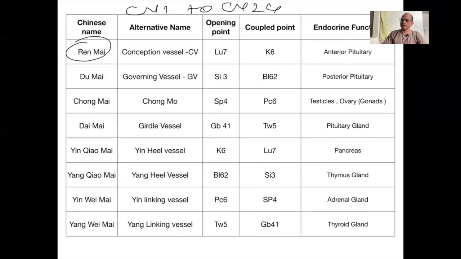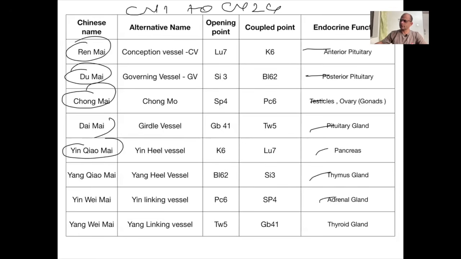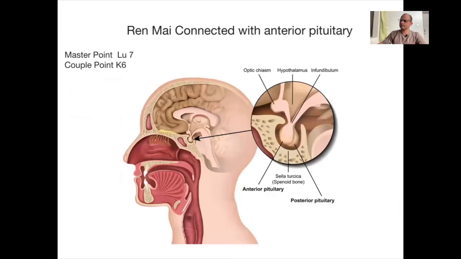In the same way, we know there is a path of the Du meridian. Du meridian का भी path होता है. In the same way, there is a path of Chong Mai, Dai Mai, Yin Qiao Mai. Each and every extraordinary vessel has a path. So right now, our focus is their connection with the endocrine glands. So let's go quickly. So this is the connection. It is given here. Each and every endocrine gland has a connection with some EOV.